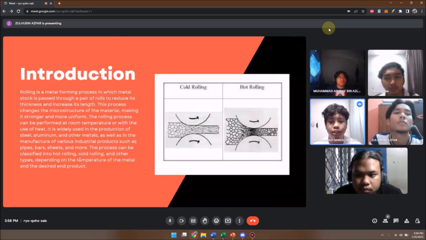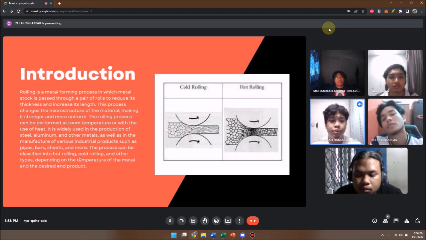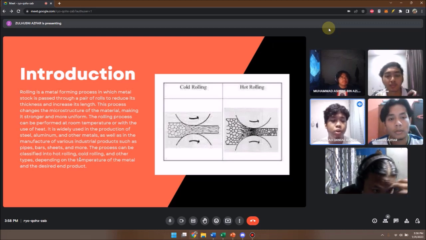Chapter 1, introduction. Rolling is a metal forming process in which metal stock is passed through a pair of rolls to reduce its thickness and increase its length. This process changes the microstructure of the material, making it stronger and more uniform.